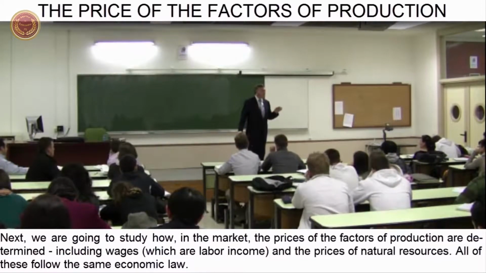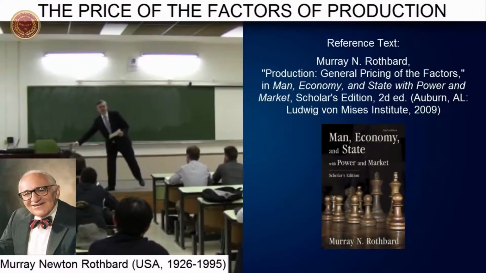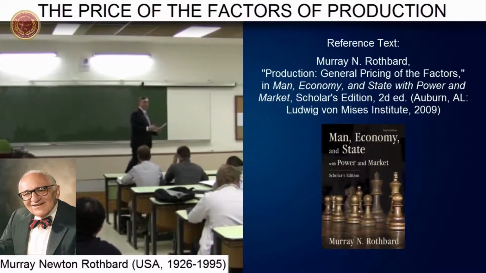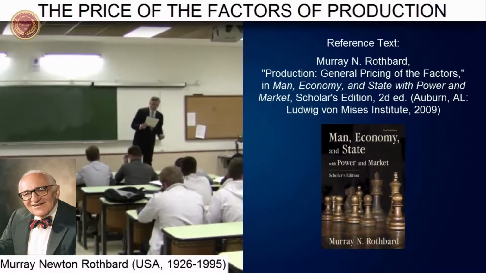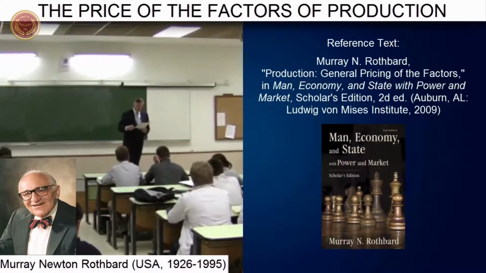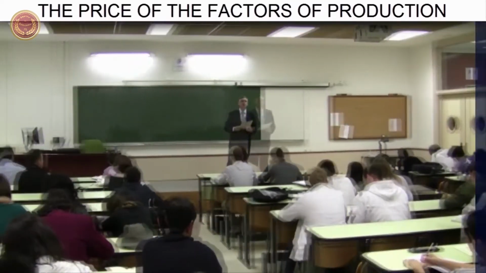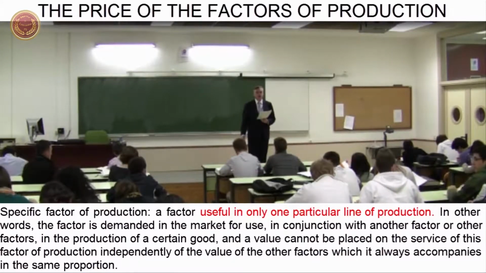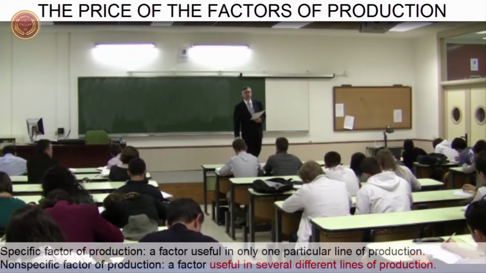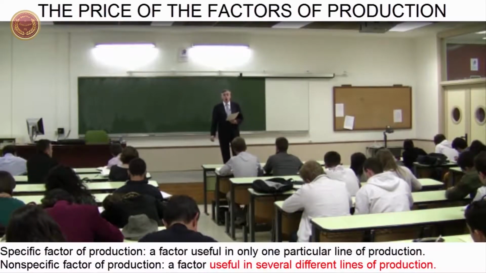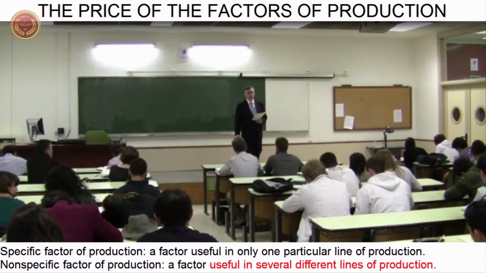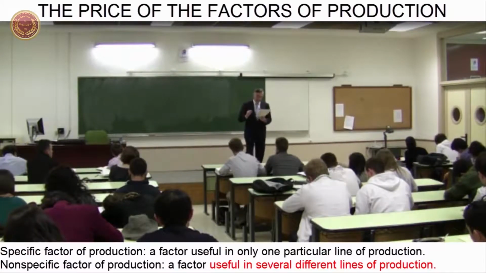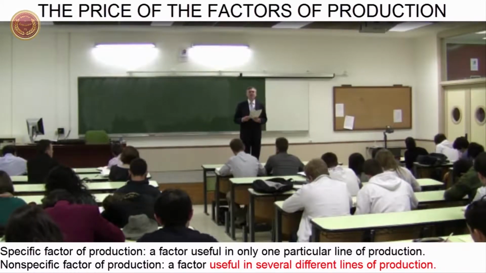So today's lesson is very important. To understand how the price of the factors of production is determined, we must begin by grasping a few essential preliminary concepts. Take good note, all of you. First, a specific factor of production is one which can be used in only one particular line of production. Second, in contrast, we will define a non-specific factor of production as one which is useful in several different lines of production. In other words, a non-specific factor of production is versatile.